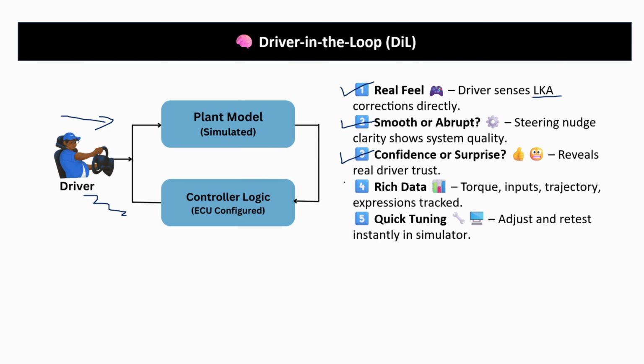Engineers record steering torque feedback, driver control inputs, vehicle trajectory, and even facial expressions to understand driver comfort and system acceptance. If the steering correction feels too aggressive, engineers fine-tune control parameters and retest, all without ever leaving the simulator.